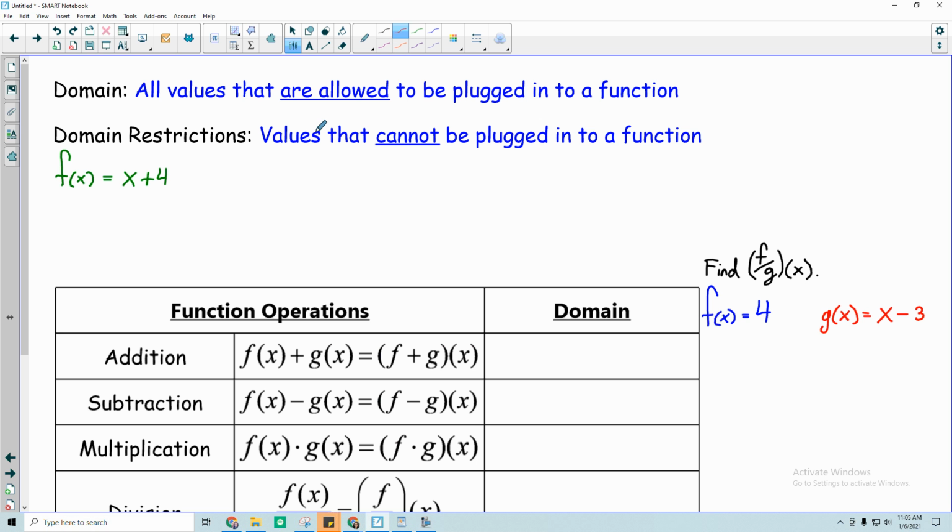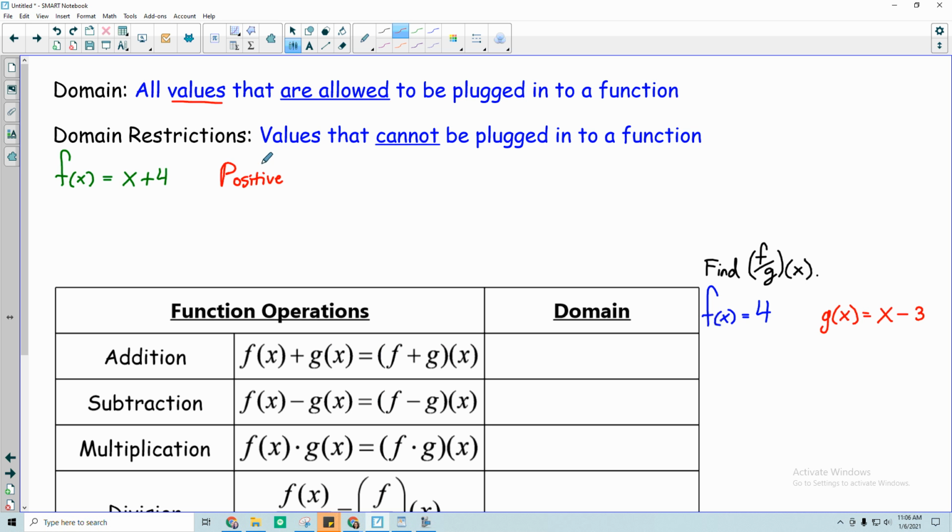So the first thing we'll start with is actually the function that we looked at in the last video, which is f of x equals x plus 4. Okay, so we're going to run some tests right now. We're going to test out some values, some numbers, and plug them in and see if they work or not, if they're allowed.